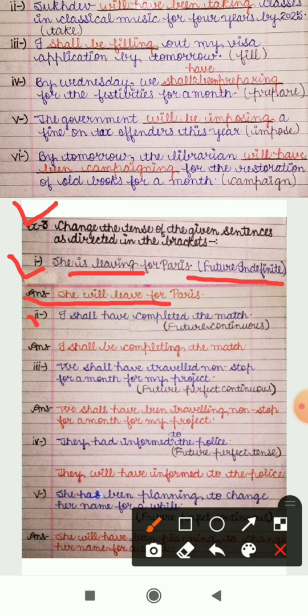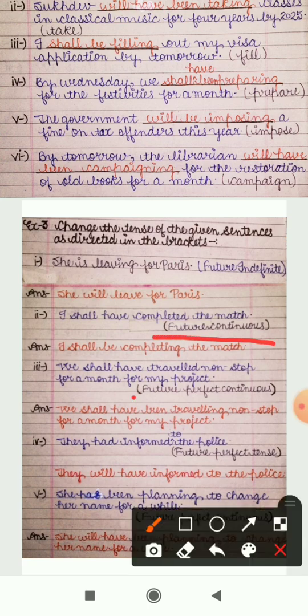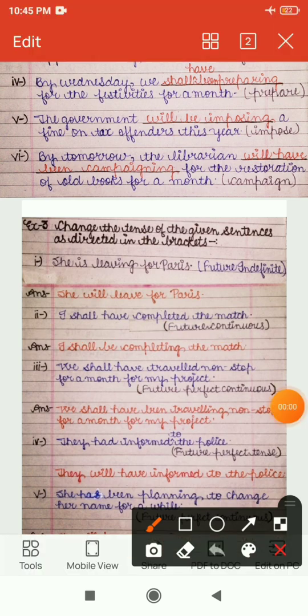Second sentence is I shall have completed the match. So here shall have, that means it is future perfect tense and we have to change into future continuous tense. So that means we have to use the form of future continuous tense. So that is shall be and will be, because I is the subject, that's why we will use shall be. I shall be completing the match.